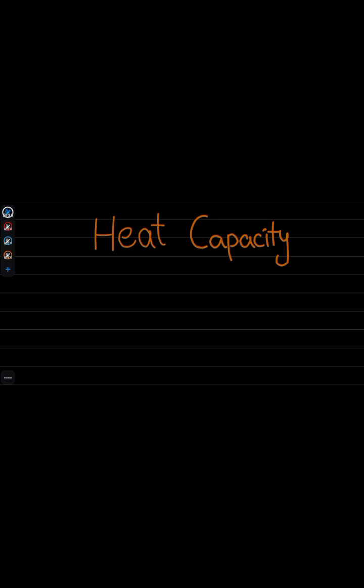So in today's video we're going to discuss heat capacity, specific heat capacity and molar heat capacity. So let's start with the first one, which is heat capacity. So what is heat capacity? It's simply the amount of heat required to raise the temperature of an object or a substance by 1 degree Celsius, or you can say 1 Kelvin.